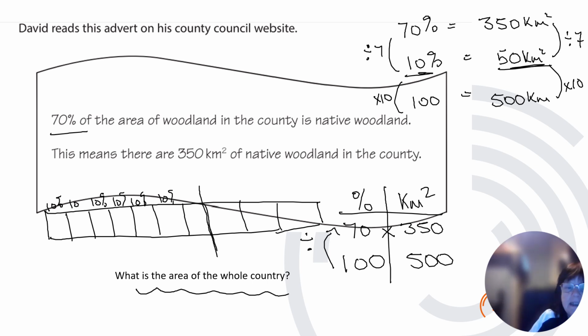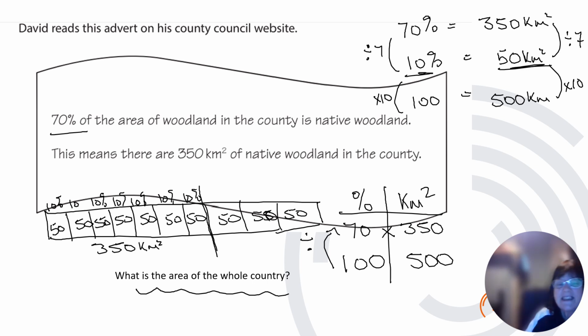So up to here, 70% is 350 kilometres squared. So if we split that by the 7, then you will find that each 10% is worth 50. Yeah, so each one is worth 50. And this is the same. Okay, 10% is 50, but 10% here is also 50. So all of these is 50, and 10 times 50 will give you 500. So hopefully that's given you a bit of an idea how to work it out with and without a calculator.